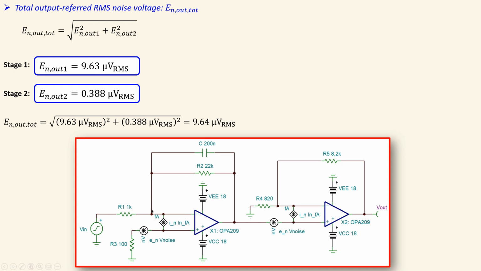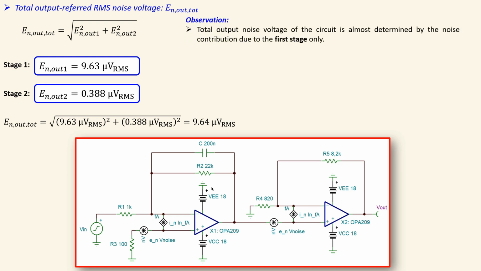So if you actually want to have a shortcut calculation and you see that the noise gain of the first stage is much larger than the second stage, you can just ignore the second stage for a very general first order approximation. Okay, now let's make an observation. Again, the total output noise voltage of the total circuit is almost determined by the noise contribution due to the first stage only. This is a very important observation.